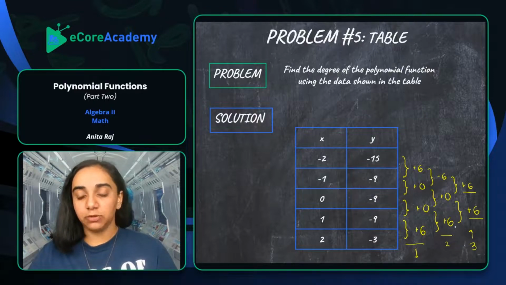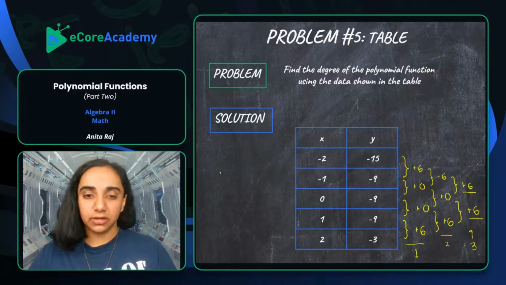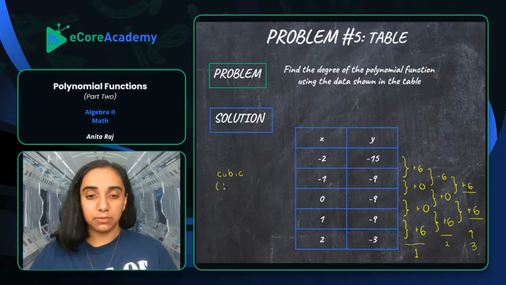If we stopped here, it would have been a quadratic. If we stopped here, it would have been linear. But we stopped at a third level, so this is going to be a cubic polynomial. And that answers the question, what is the degree of the polynomial whose data is shown in the table? So third. And that would be the answer to this problem.